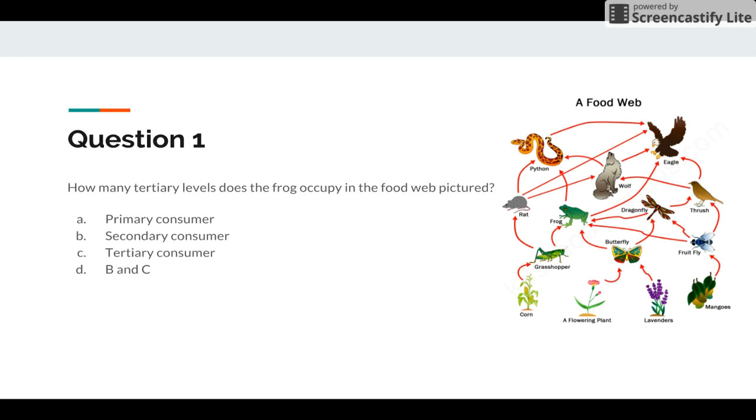Question 1. How many tertiary levels does the frog occupy in the web pictured? A. Primary consumer. B. Secondary consumer. C. Tertiary consumer. Or D. Both secondary consumer and tertiary consumer.